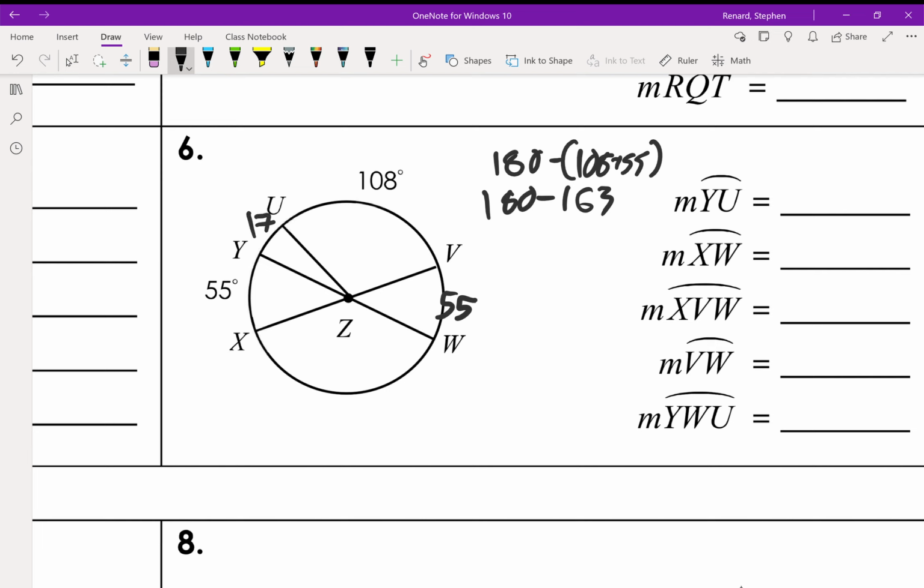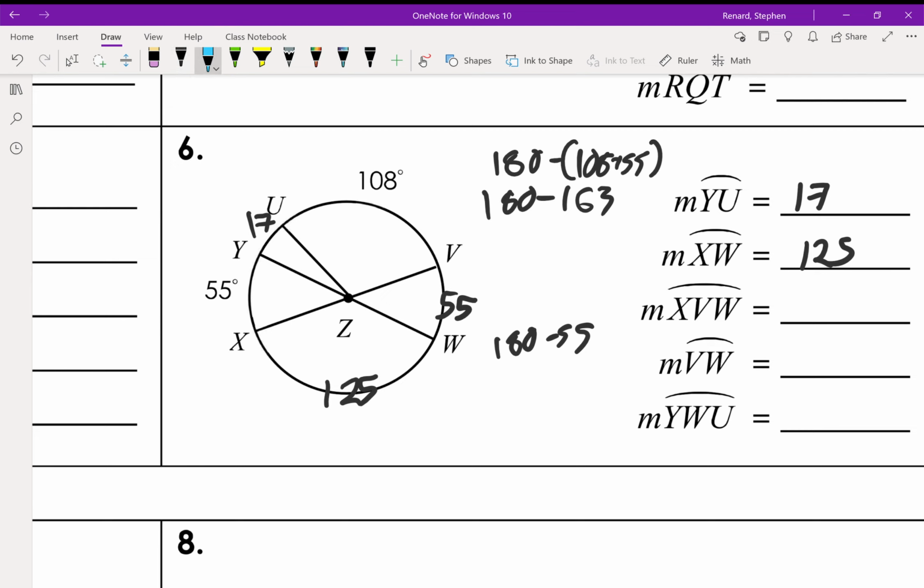We also know that this right here is 180 degrees. So x to w is going to be 180 minus 55, or 125 degrees. Okay, so now we've got all that set up. We can go over here. We can go yu is 17. xw is 125 degrees.